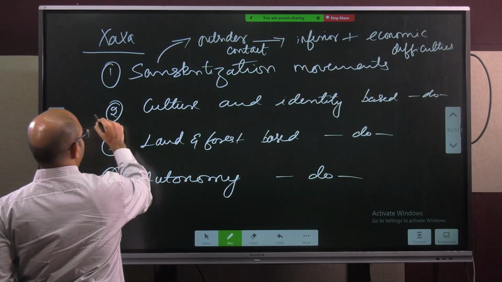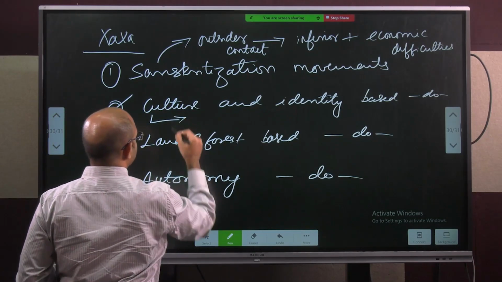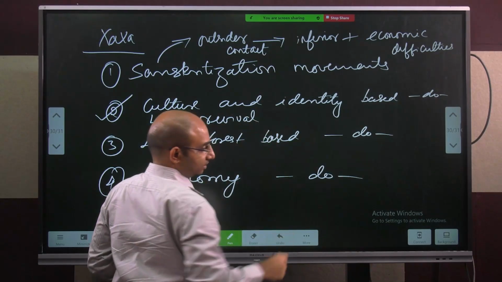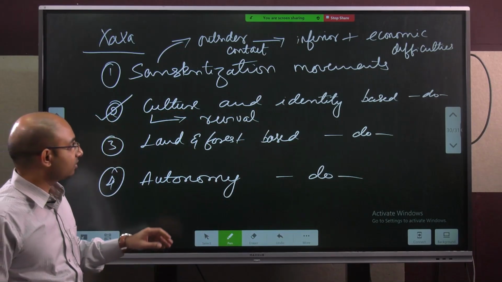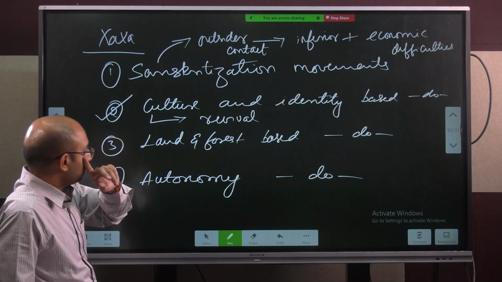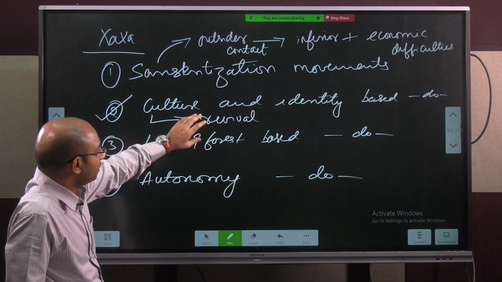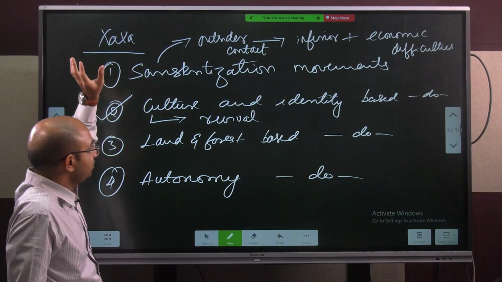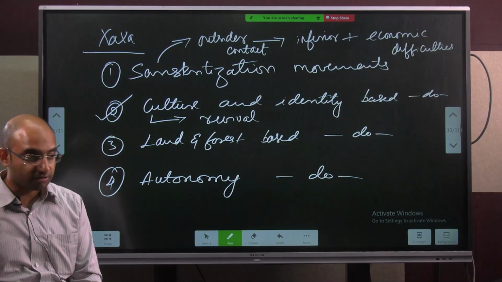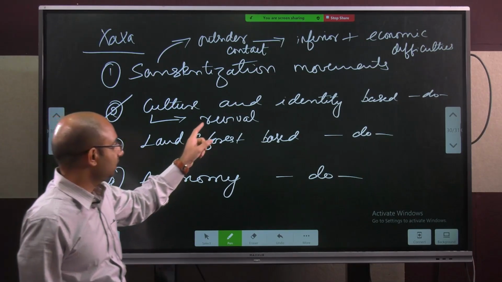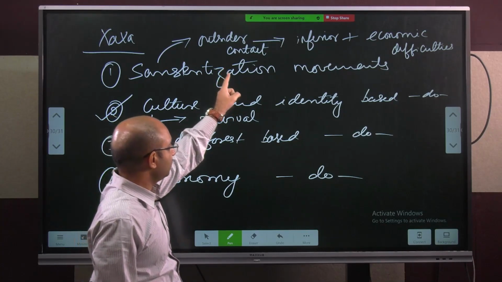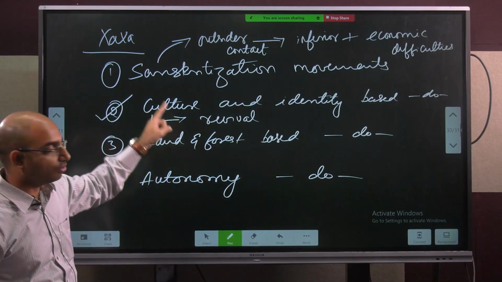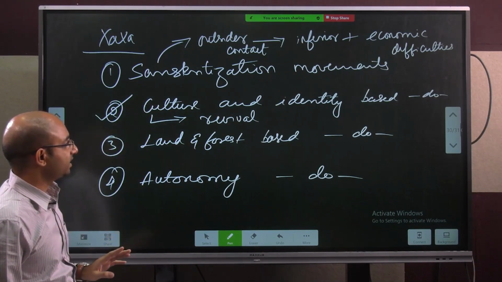Then culture and identity based movements. This is about cultural revival. Here tribal people felt their present economic difficulties are because of outsider contact, and because of it they have lost their traditional culture. So to do better in life, they must go back to their old and pristine ways of life. So this is about reviving their old culture. This is not about imitating outsiders; Sanskritization movement is about imitating outsiders. This is about reviving their old ways of life. That is culture and identity based movements.